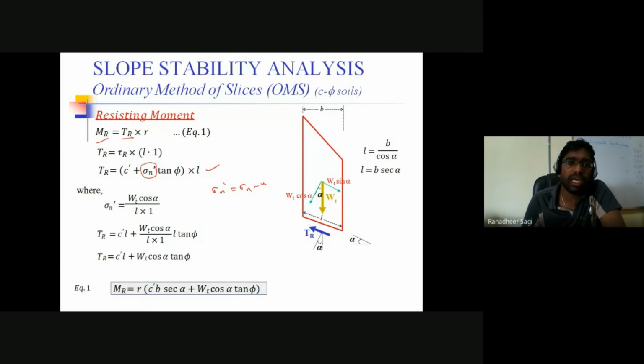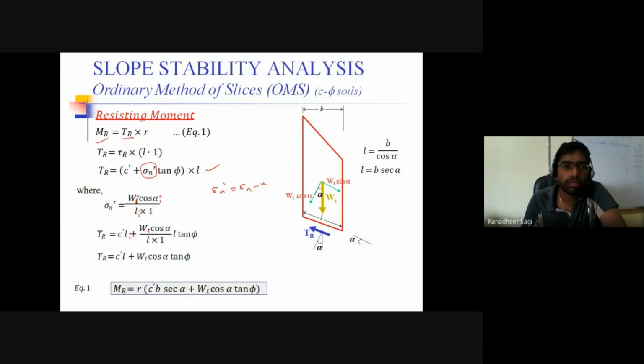I can write it as Wi, to be more specific. Why am I writing it as Wi? Wi indicates the weight of that ith slice, into cos alpha i. Alpha i indicates the angle at which the failure surface of that particular slice exists with the horizontal, divided by Li. Li indicates the length of the failure surface of that ith slice, into 1 for every 1 unit width in the direction perpendicular to the screen. So I can simplify my expression like this.